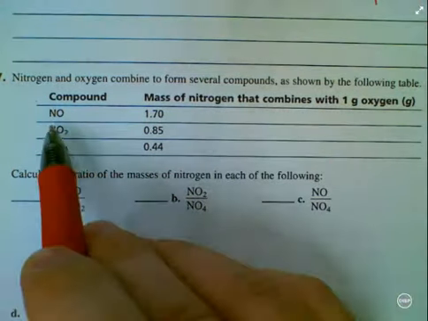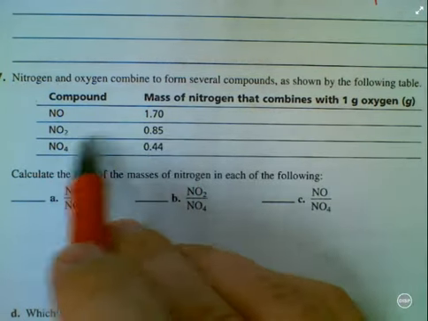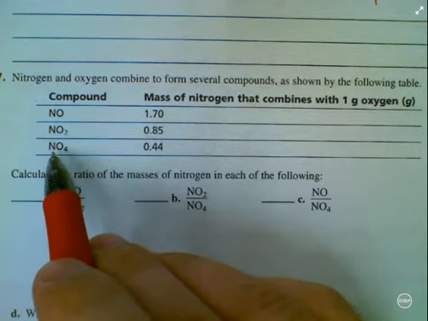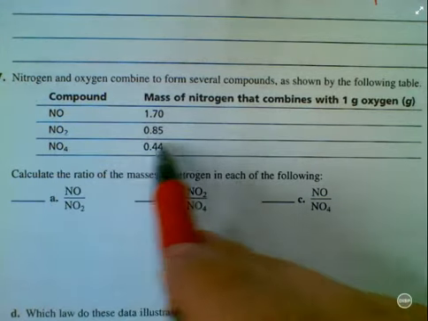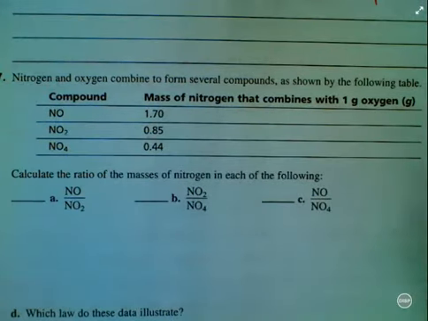Now in nitrogen monoxide, 1.7 grams of nitrogen per 1 gram of oxygen. When we go to nitrogen dioxide, see the ratio of oxygen to nitrogen has gotten larger. So there's less nitrogen by comparison. And then when we go down to NO4, again, there's even more oxygen compared to the nitrogen, so the ratio of nitrogen to oxygen is now less. Less nitrogen present, relatively.